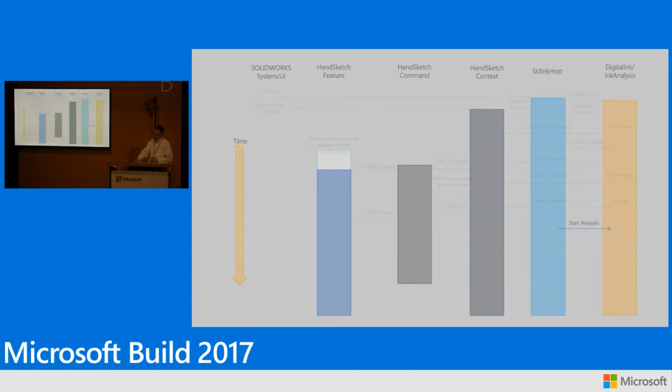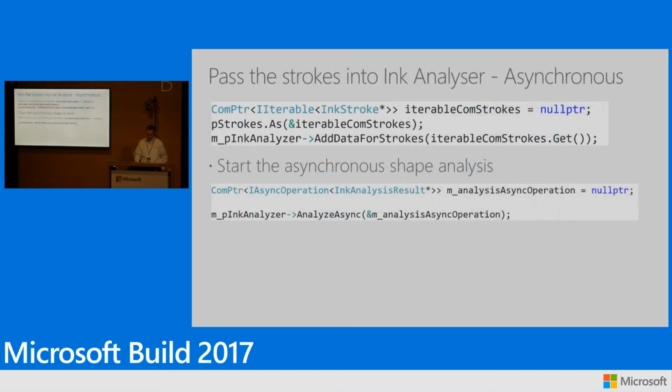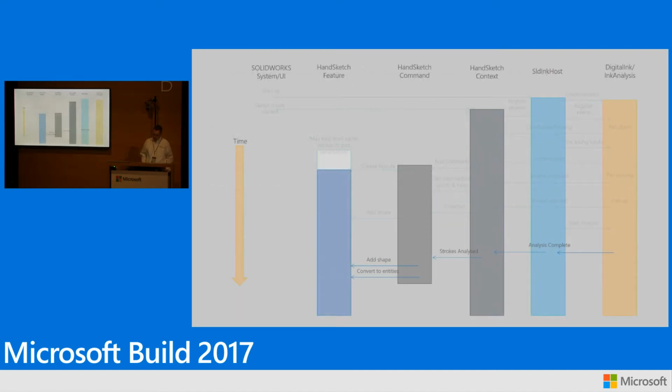And then once we have that stroke, this happens asynchronously, so we do start analysis. Do we want to actually figure out if this is a square, or do we want to just drop that onto our screen? Analysis runs kind of on its own. So we pass the strokes in to the ink analyzer. You're adding data for strokes, and they even called it analyze async. So InkAnalyzer.AnalyzeAsync is calling it to do that shape analysis piece. So that's the code you need.